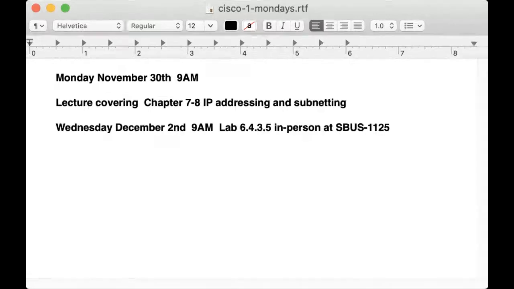So Wednesday, the people that come in person will do lab 6.4.3.5. No IP version 6, thankfully. It'll be an IP version 4 exercise where you'll hook up a switch and a router and a PC. This will be the first time you use the router beyond just some show commands. This time we'll really configure the router and do some stuff on it.